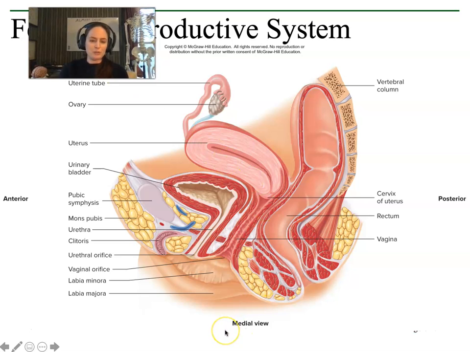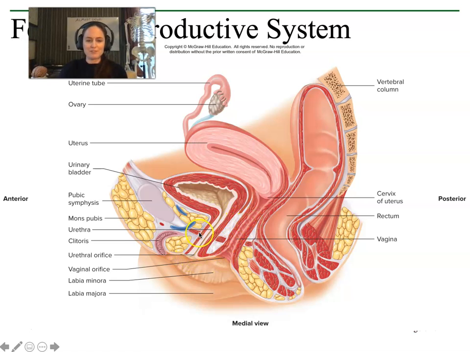They're saying medial view, but this person has been cut in half. This is a mid-sagittal section. So this is going to be anterior, this is going to be posterior. And we are focusing on the reproductive system. Now, in context, we do have the urinary bladder here with the urethra and the urethral orifice here. The vaginal orifice is here, and the anus is here. So that is 3 distinct holes for 3 distinct systems.